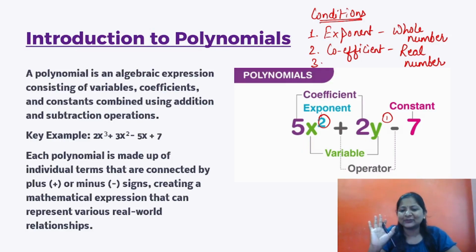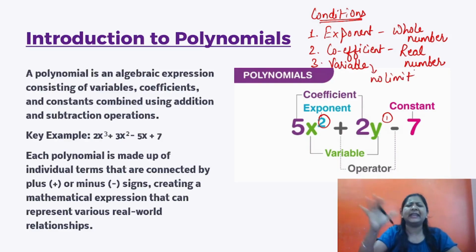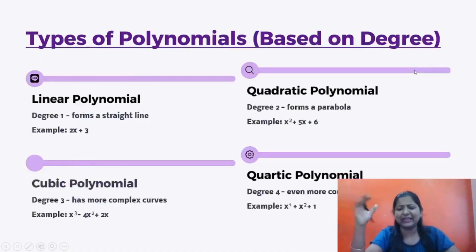Now let's talk about the variable. What are the conditions for the variable? For the variable, there is no limit. Let me write down over here: no limit for variable. You can take n number of variables, x, y, z, anything.